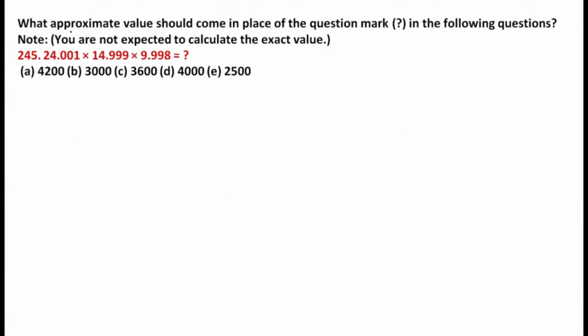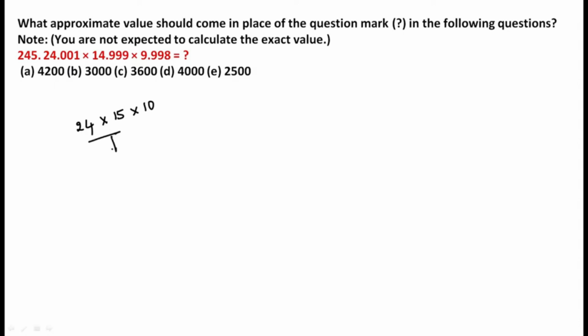What is the approximate value that should come in the place of the question mark? In the following questions, you are not expected to calculate the exact value. See, you have to take an approximate. 24.001, you can take it as 24. 14.99, you can take it as 15. 9.99, you can take it as 10. Learning how to take the approximation is most important, guys. The approximation means we are going to consider the nearest number. So for 24.001 the nearest value is 24, 14.999 is 15, and 9.998 is 10.